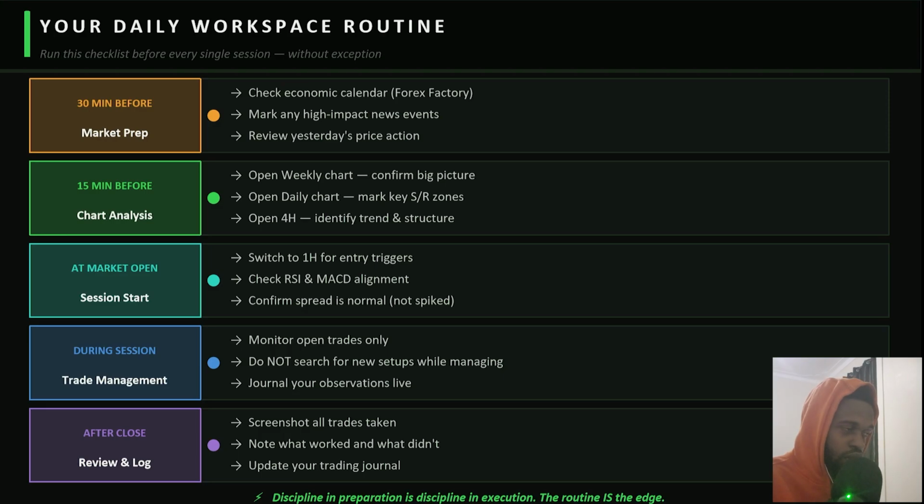Then you can also journal. Remember, trading is a business, so you have to journal your daily executions. After close, you can screenshot all the trades taken and put them in a folder, maybe a PowerPoint, with the date, just to be organized. Discipline in preparation is discipline in execution. So the routine is the edge.